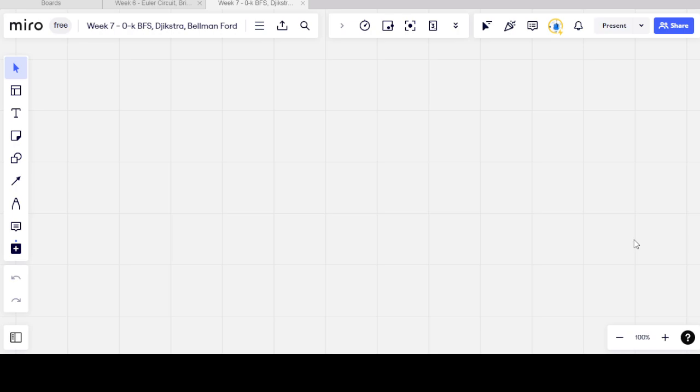So, let's consider today shortest path algorithms on weighted graphs. The first algorithm.